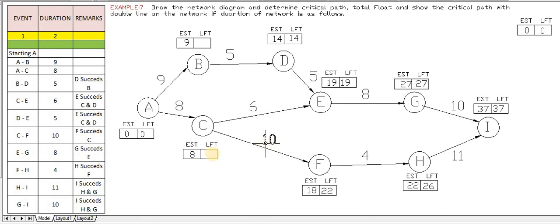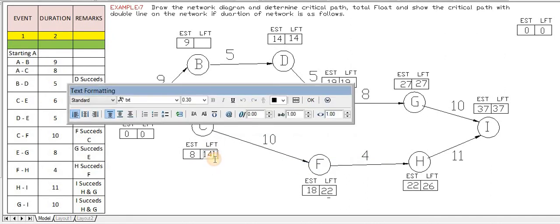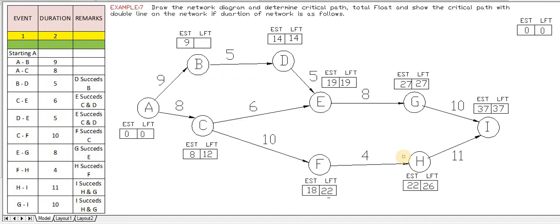Between 13 and 12, the least value is 12. So we take this 12 and paste it here. To summarize how we calculated C: we took the least value, 13 versus 12, so the least value is 12, and we have taken 12.